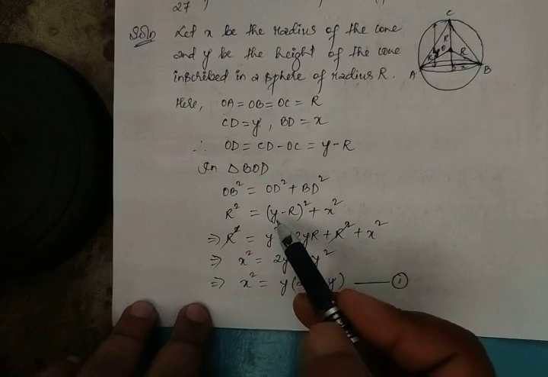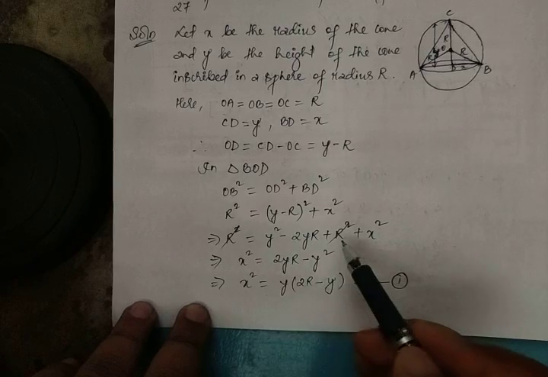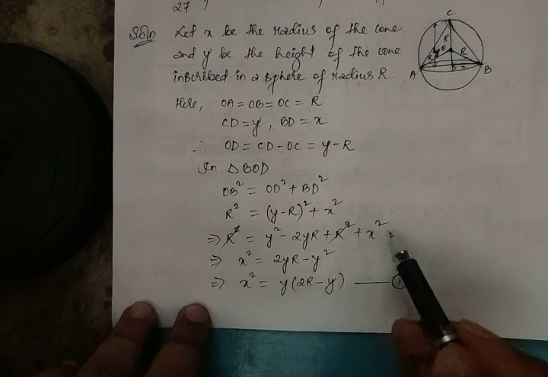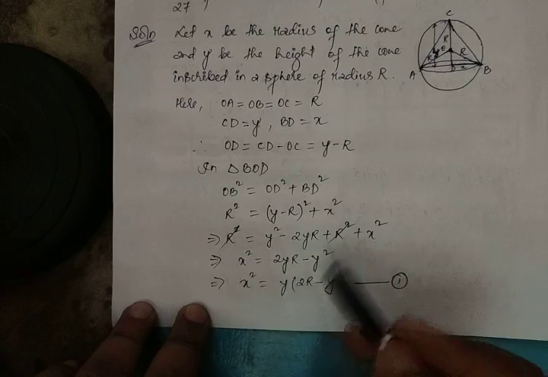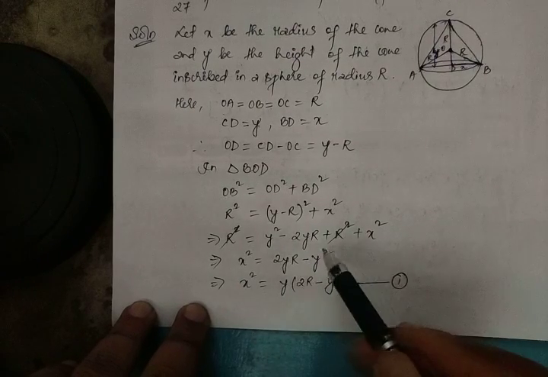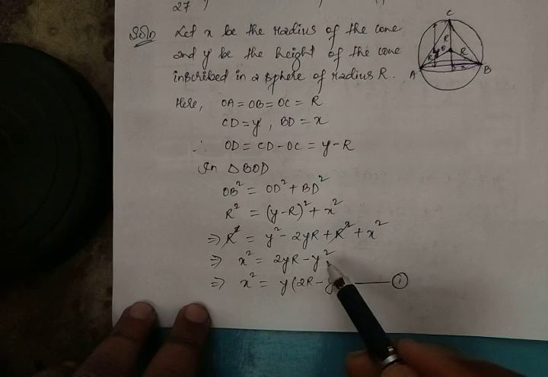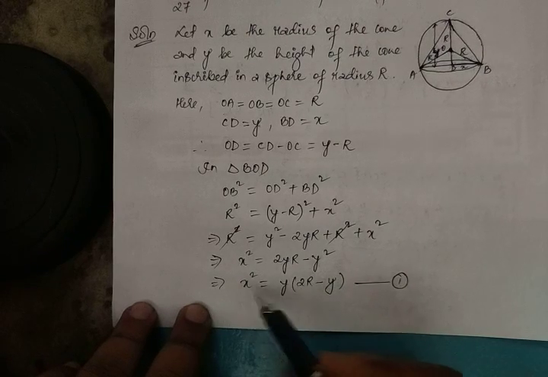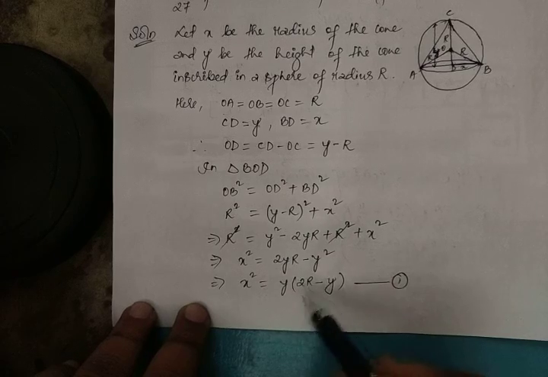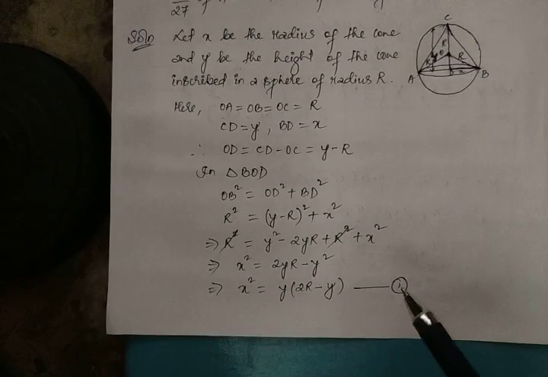Here I have used the A minus B whole square formula, A square minus 2AB plus B square. So R square equals Y minus R whole square plus X square. Then we can cancel R square because both are the same and of the same sign. Then we will get X square equal to 2YR minus Y square, or X square equal to, taking Y common, Y into 2R minus Y. Let us give this as equation 1.